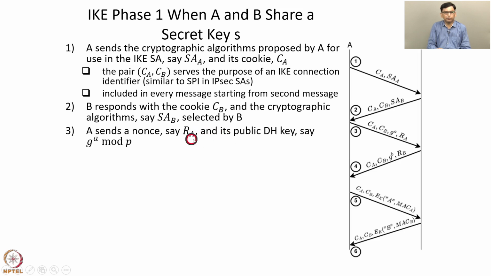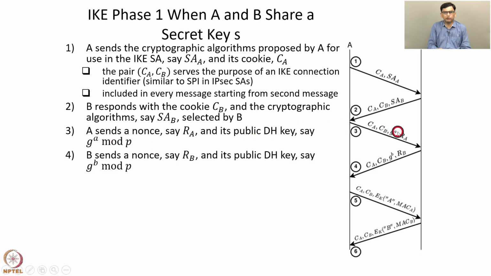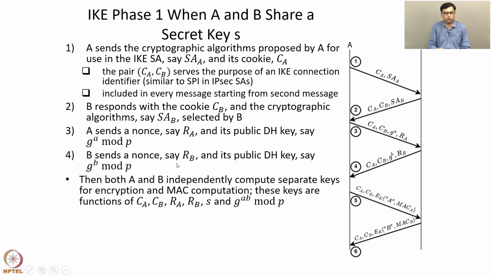In the third step, A sends a nonce, let's call it RA, and its public Diffie-Hellman key, say G to the power a mod P. So a is the private Diffie-Hellman key. And similarly, in step 4, B sends a nonce, let's call it RB, and its public Diffie-Hellman key, G to the power b mod P, where the small b is B's private Diffie-Hellman key. So at this point, A and B have exchanged the necessary material to derive their keys.